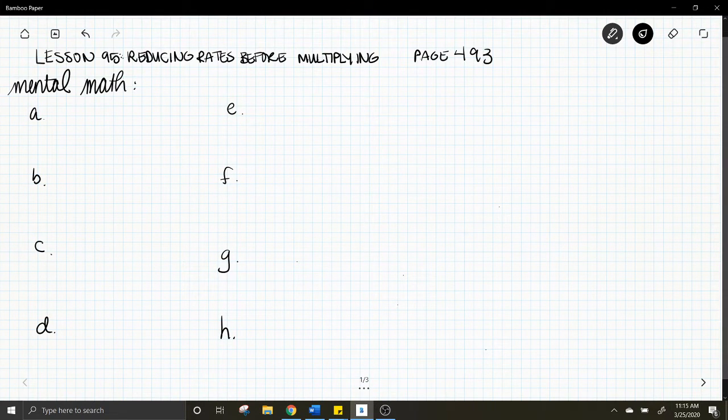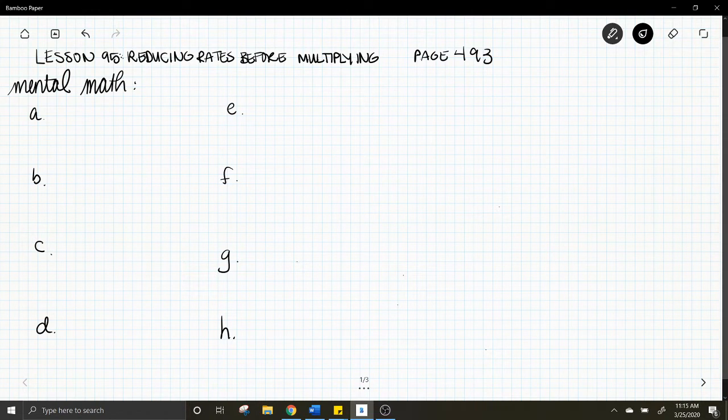All right, everyone, we are going to start our last lesson of the week, and that is lesson 95, and you will find that on page 493 of your math book. So, like always, make sure you have a pencil and paper and your math book ready, and we are just going to jump in and get started with our mental math. So, make sure on page 493, pause if you need to get there, and let's get started.